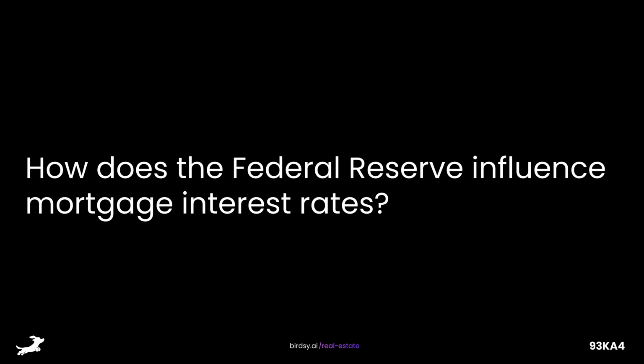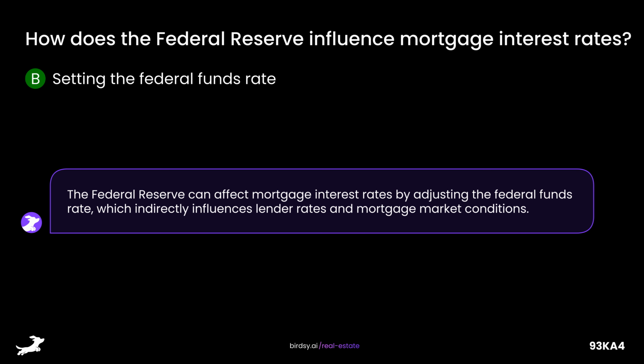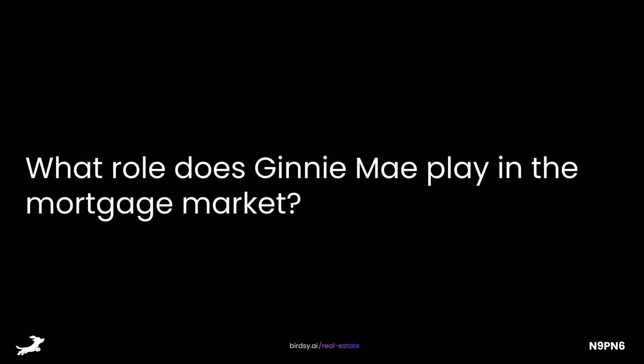How does the Federal Reserve influence mortgage interest rates? Is it A. Direct mortgage pricing, B. Setting the federal funds rate, C. Legislating mortgage rates, or D. Buying mortgage loans? The answer is B. Setting the federal funds rate. The Federal Reserve can affect mortgage interest rates by adjusting the federal funds rate, which indirectly influences lender rates and mortgage market conditions. What role does Ginnie Mae play in the mortgage market?